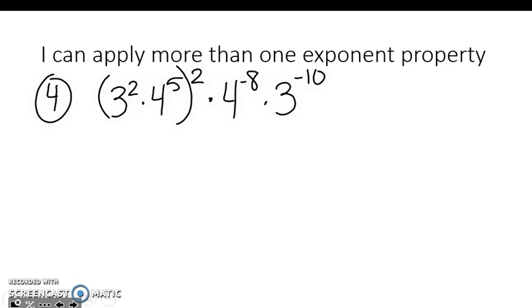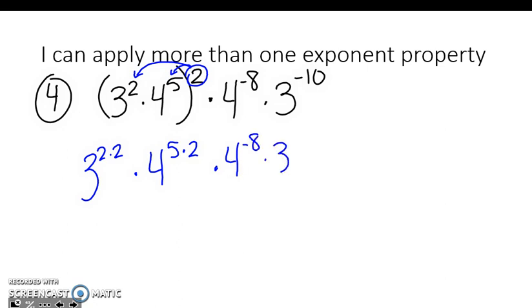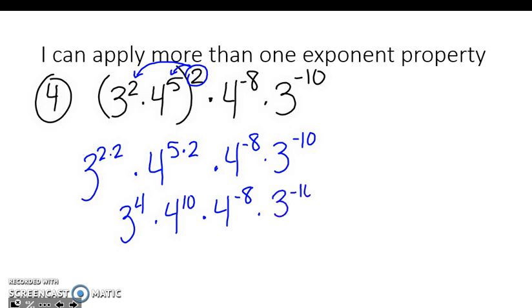All right. First thing I always notice is whether or not they have parentheses, and this one does, so that means I have to get rid of that first. Multiply the exponent, so I have 3 to the 2 times 2, 4 to the 5 times 2. And I'm going to bring everything else down. So I get 3 to the 4th times 4 to the 10th times 4 to the -8 times 3 to the -10.